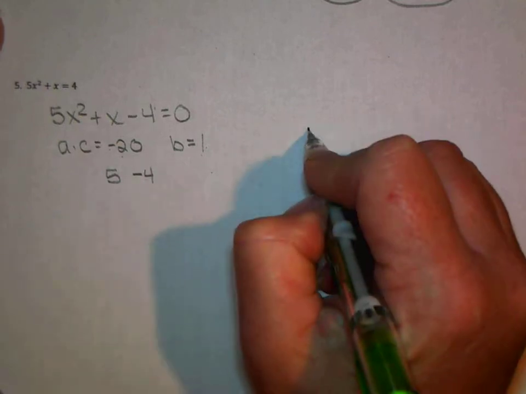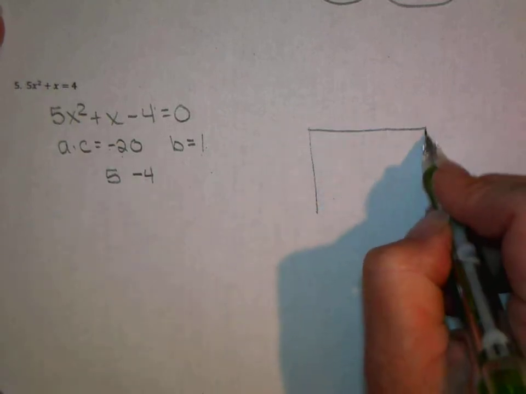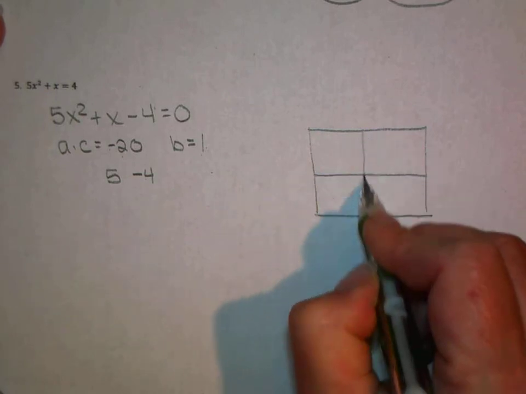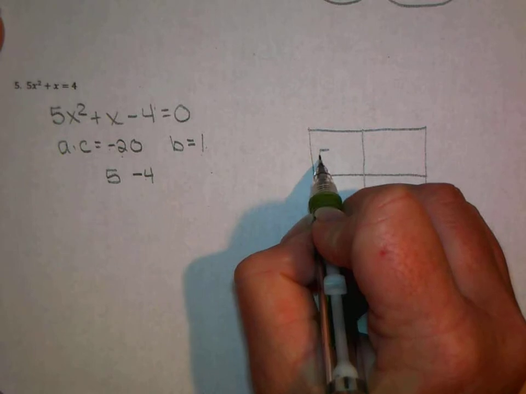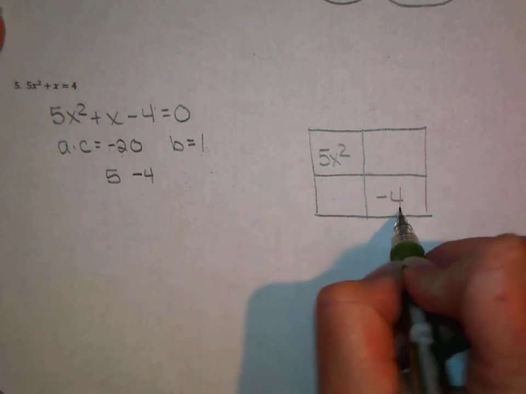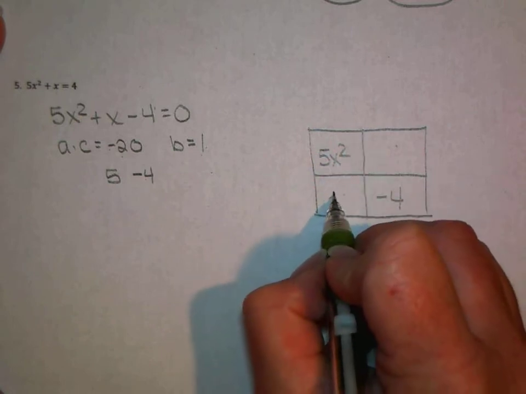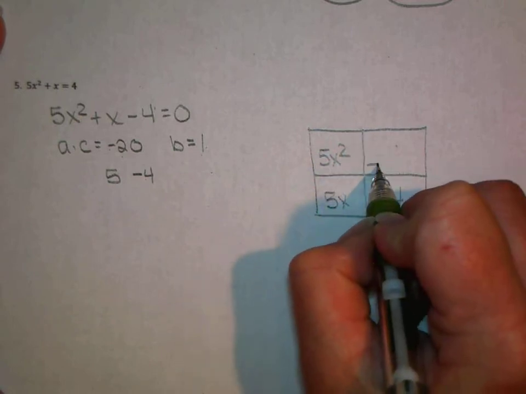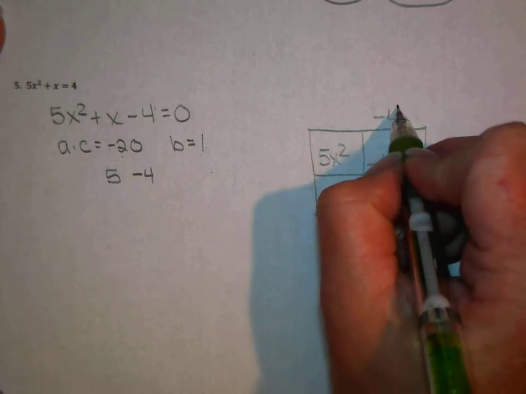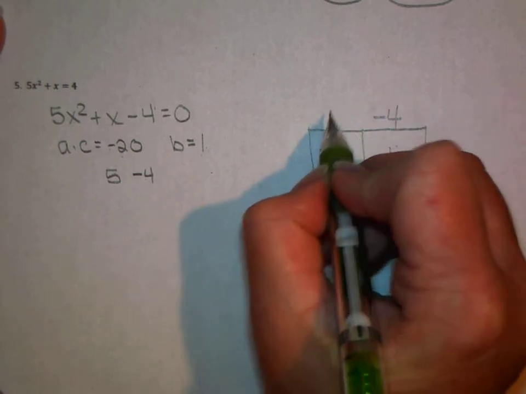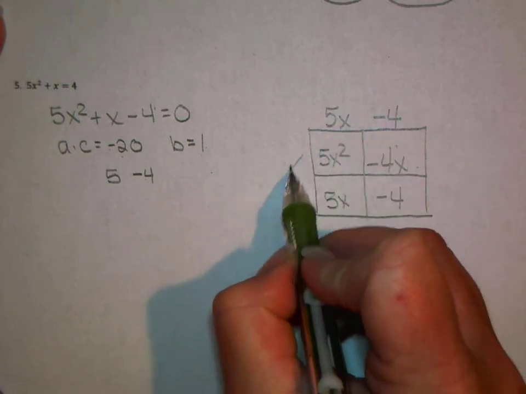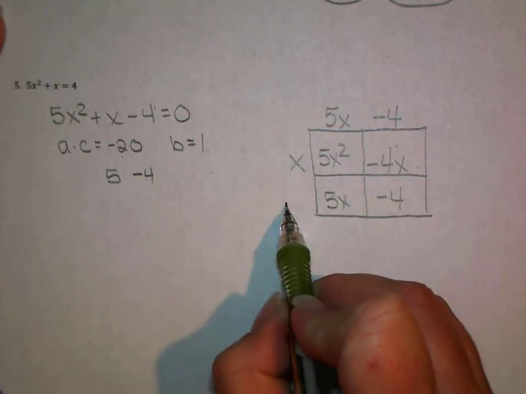Now we're going to do our box. Okay, top left-hand corner, you're going to put 5x squared. Bottom right corner, you're going to put -4. Then you fill in your diagonals here with the information you got, which would be 5x and -4x. GCF out there would be a -4. GCF out this direction would be 5x. GCF this direction would be x, and GCF this direction would be 1.